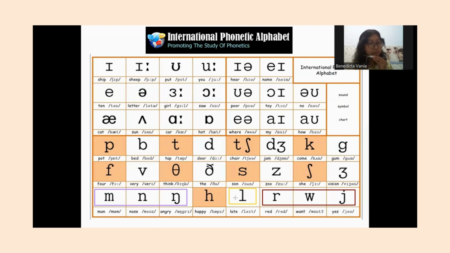Now we're going to move on to the median consonants. There are three median consonants. The first one is r, and it's used in words like read, write, wrote, arrive, derive, marry.